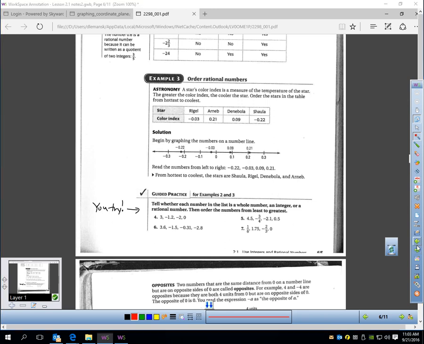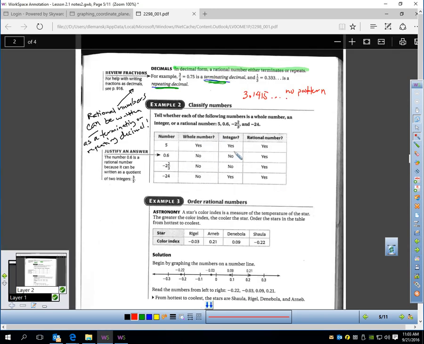Let me go back real quick. Let's talk about this table. Because this is going to be in our homework, they're going to ask you to classify numbers. Tell whether each of the following numbers is whole, integer, or rational. Now to do this, I think using that table on the previous page is a great idea. So let's talk about the number 5. The number 5 is definitely a whole number.